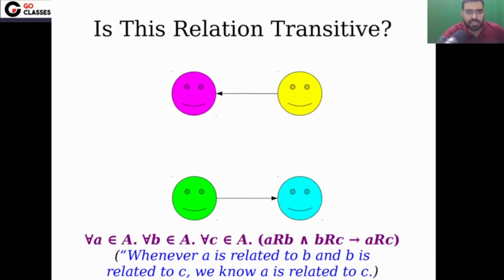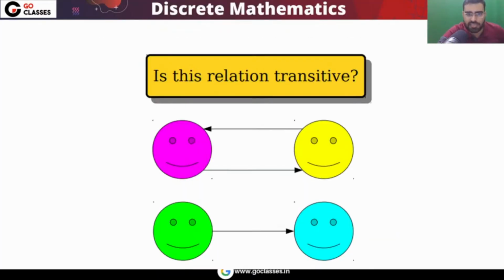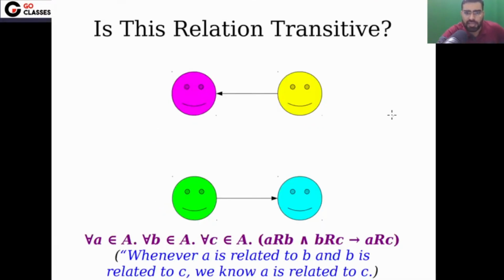Now let's move on. Is this relation transitive? Look at this relation and tell me. Yes, this relation is transitive. There is no problem, because transitivity says that if it is related to this, and this is related to that, then this yellow should be related to this one. But here you can notice there is no violation of transitivity. So the answer is yes, this is a transitive relation. There is no problem here.